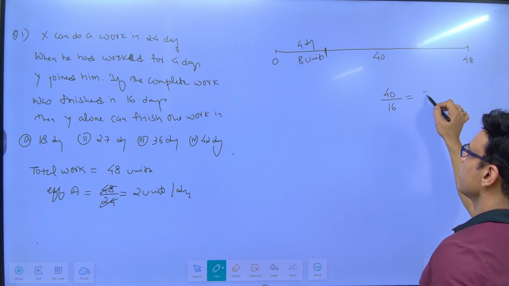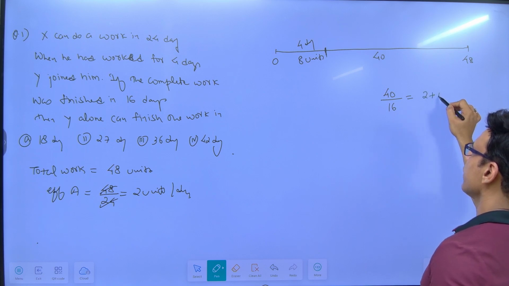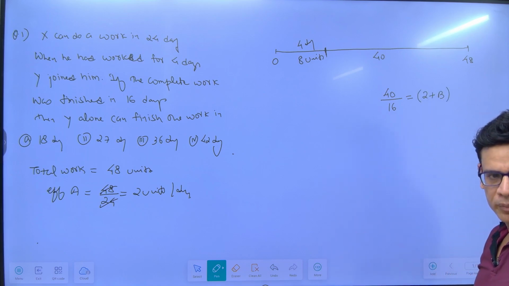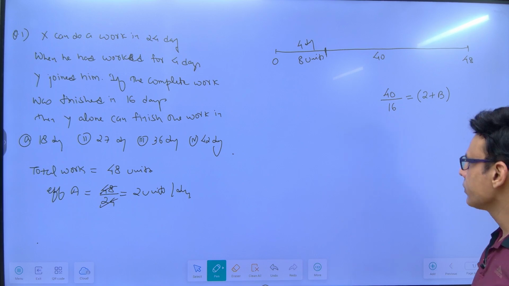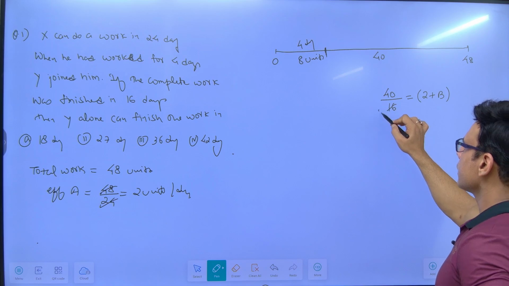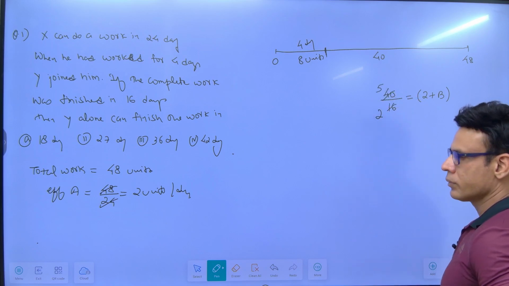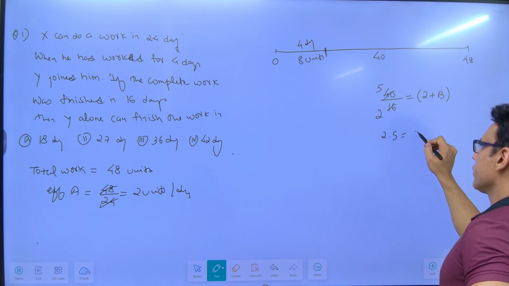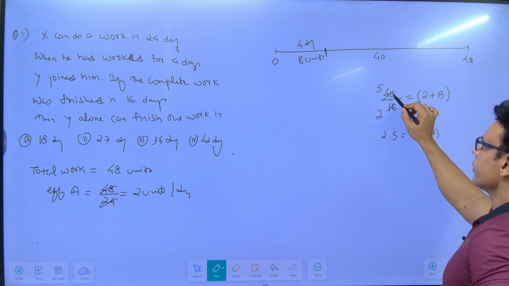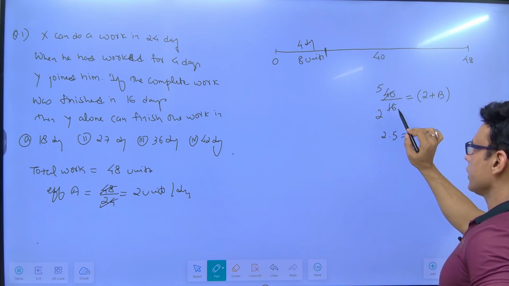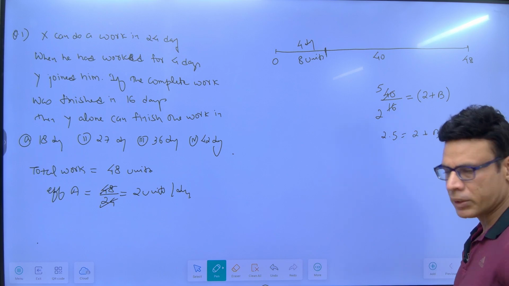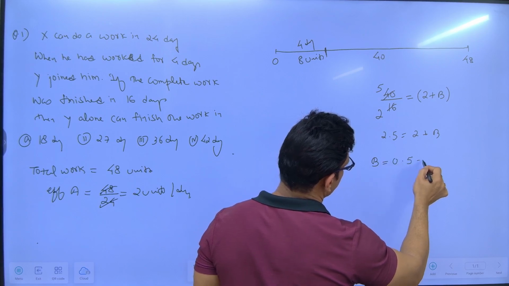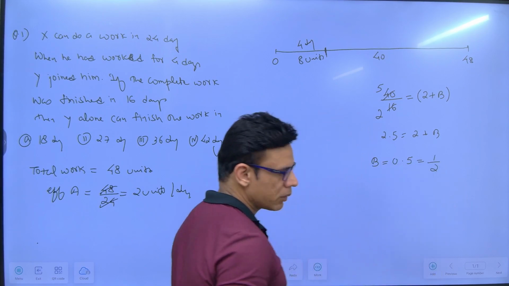A and B together. A's efficiency is 2. B's efficiency we don't know. 8 2s are 16, 8 5s are 40. So 2.5 is equal to 2 plus B. You understood? I use work upon time is equal to combined efficiency. What is B? 0.5, which is equal to 1 by 2.